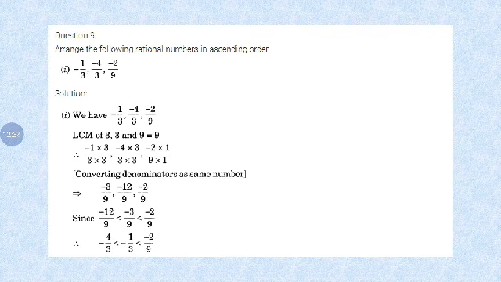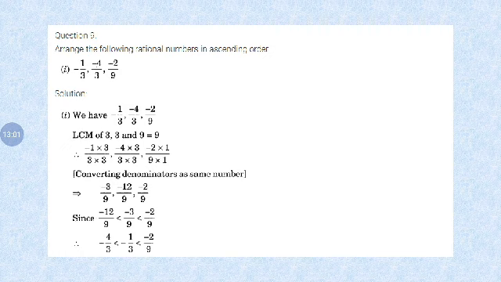Arrange the following rational numbers in ascending order. Minus 1 by 3, minus 4 by 3, minus 2 by 9. So denominators are different. First one, denominators are different. Take the LCM. LCM of 3, 3, 9. We get an LCM of 9. So how will you convert to 9? Numerator and denominator multiply by 3 by 3.